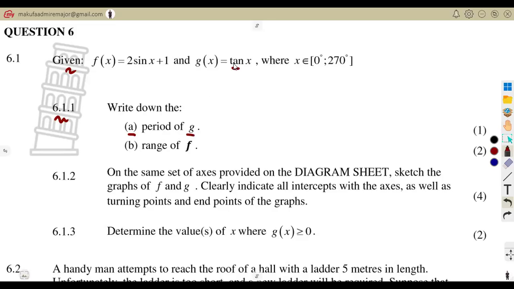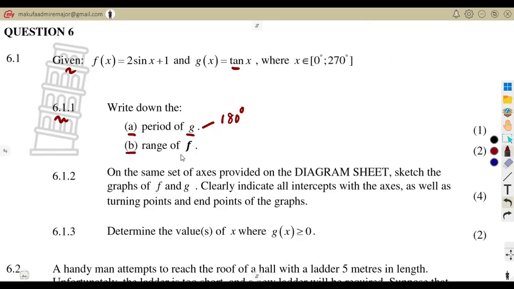This is the graph of a tan. We know this period, guys. The graph of a tan has a period of what? 180 degrees. If you're talking of a normal graph of a sine and a cos, those are the ones that have a period of 360. But for a tan, it's 180. Please know that.